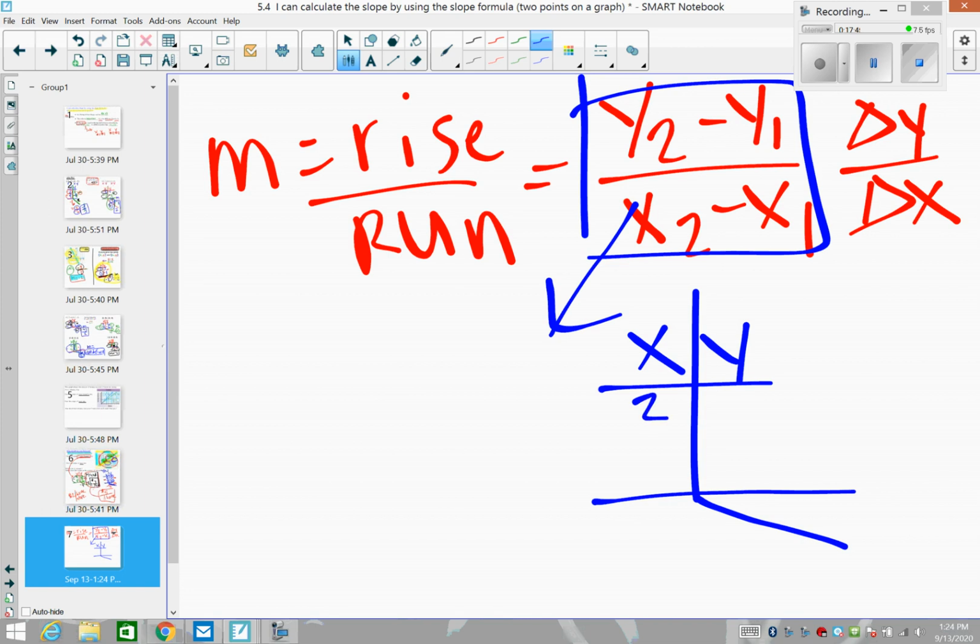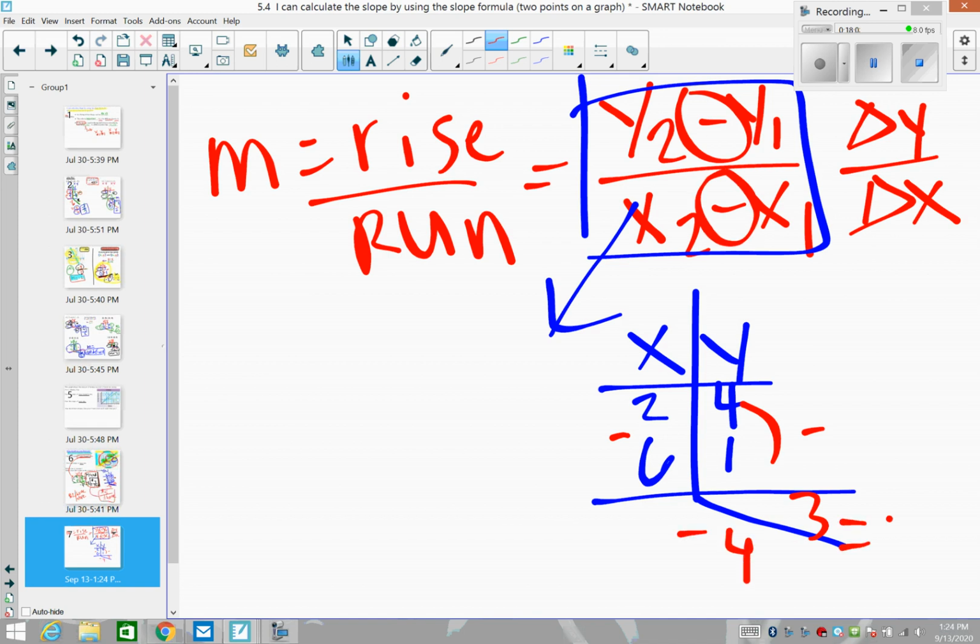So for example, if this was 2, 4 and 6, 1, then I would simply subtract my y's, which is what it's telling me to do, and subtract my x's, which is what it's telling me to do. And that gives me the slope of negative 3/4. I do not like negatives in the bottom, but that's the same idea of what we're doing today. That's your summary for today's lesson: I can calculate the slope using a formula when you don't have a graph.